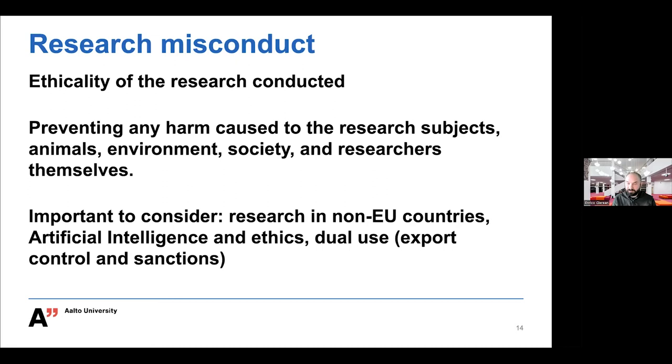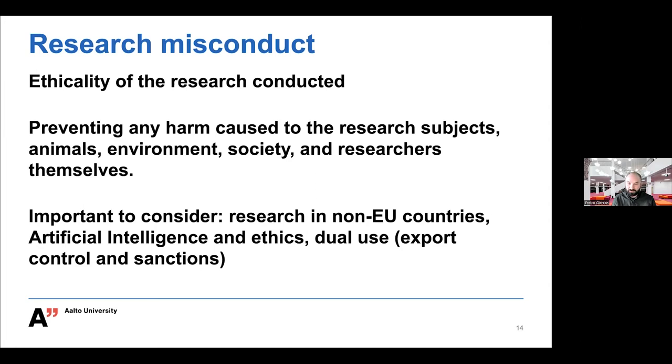In general, if you've been doing research, you might know that research ethics is basically helping us to prevent any harm caused to the research subjects, so the humans, for example, that you might study, or animals, or the environment, society, and also the researchers themselves. So if you think that one of these could be harmed by your research, even yourself, then it's good to conduct this kind of ethics review.